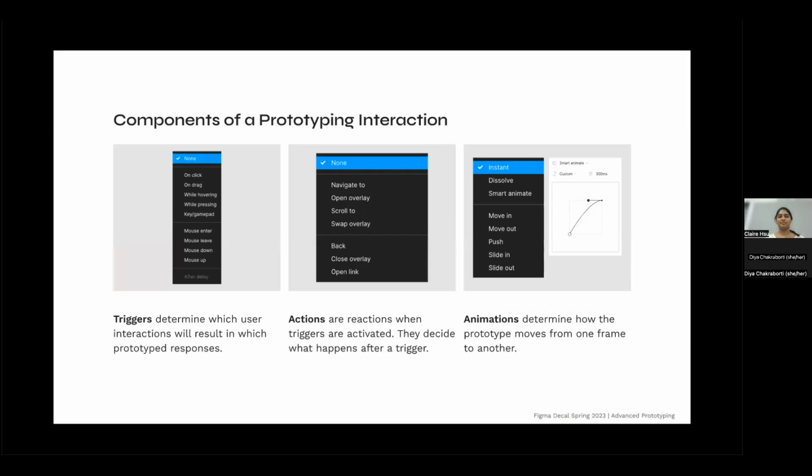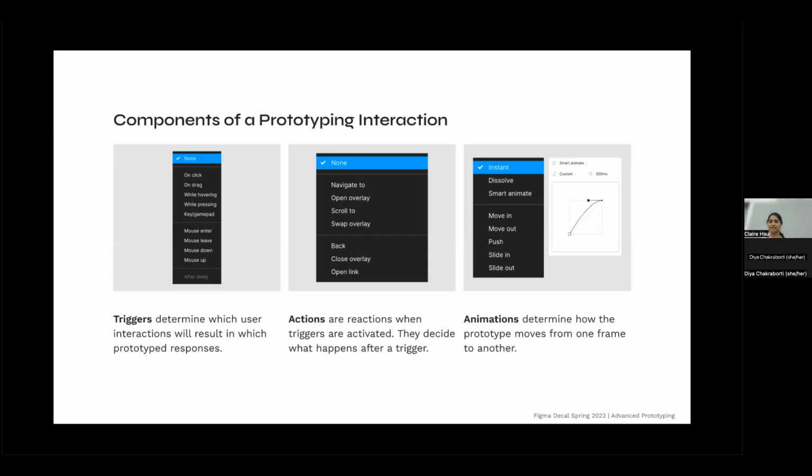To recap the components of a prototyping interaction, first we have a trigger, which is when this interaction will happen. So a common one will be like on click or on drag, but you can also do hover and these other ones as well. After you pick a trigger, next you have action, which is what actually happens. The most common one would be like navigating to somewhere like a different page, but you can also open and close an overlay, scroll somewhere, or even go back to where you came from. And then lastly, we have animations, which determine how the prototype moves from one frame to another.